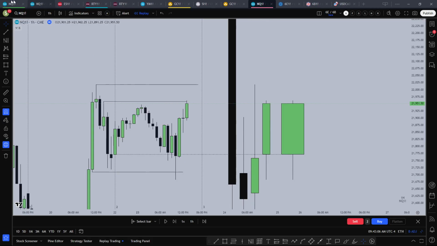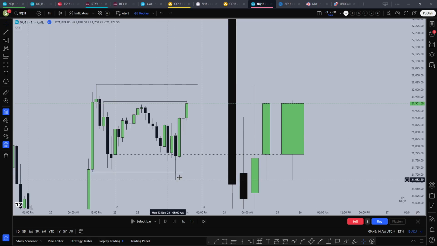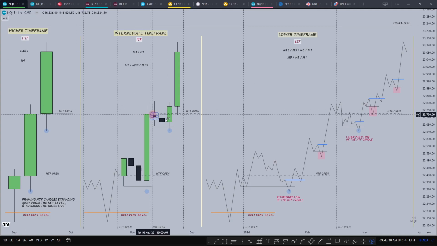Below opening price. कहाँ गया? High resistance established low below opening price. High resistance established low, protected low below opening price. Price displacing away from it. You then frame intermediate time frame candles, this and this, aligned with the high time frame singular individual candle's profile, OLHC or OHLC.